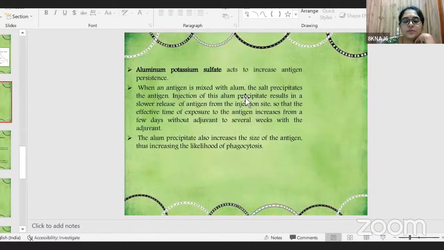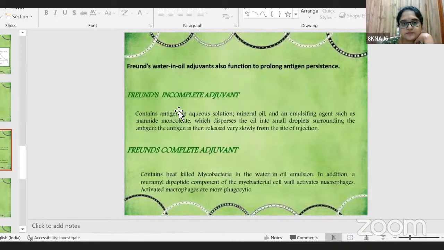So alum, that is aluminum potassium sulfate, is one adjuvant in fact. And then you have Freund's water-in-oil adjuvants. They are again complete and incomplete. Incomplete has antigens in an aqueous solution, mineral oil, and an emulsifying agent. This surrounds the antigen, and then it is released very slowly from the site of injection.